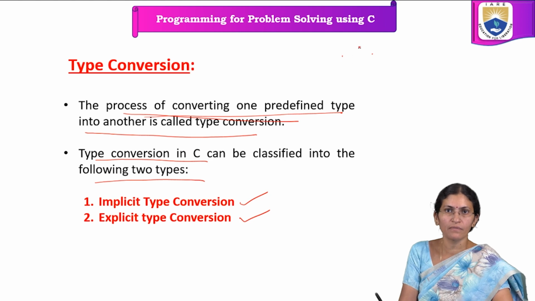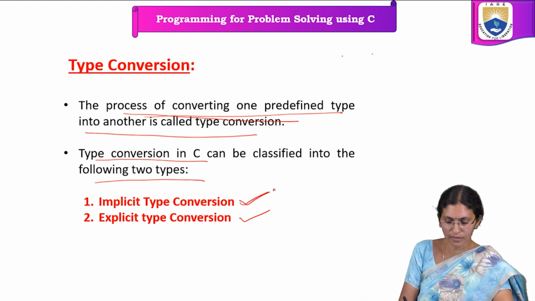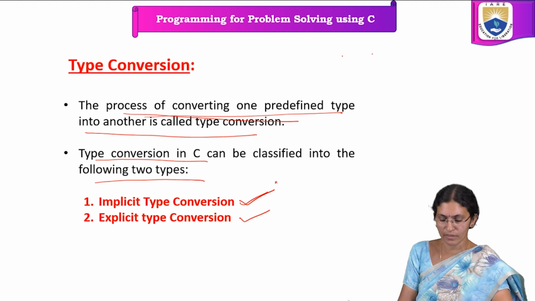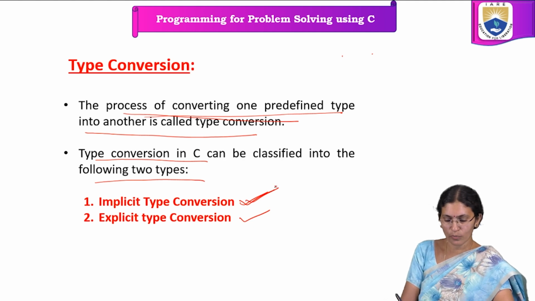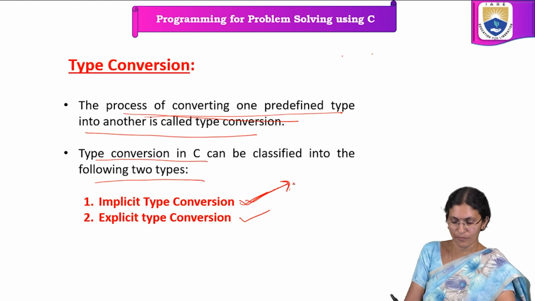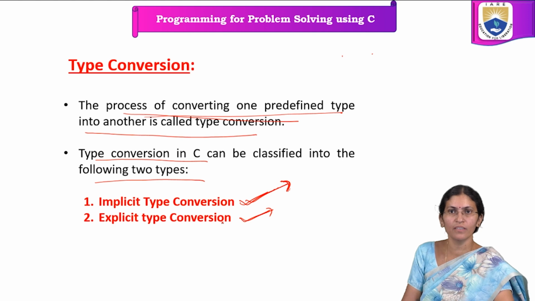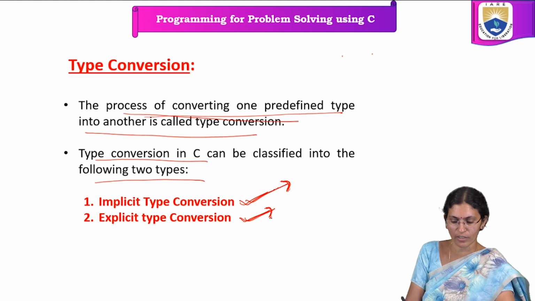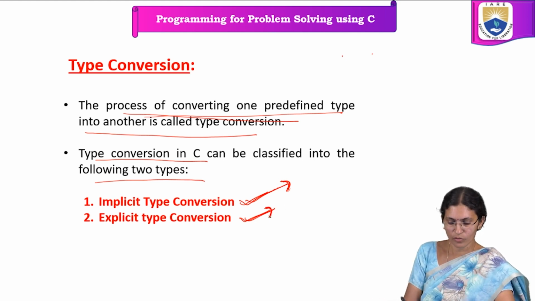Implicit type conversion does not require the intervention of the programmer. The programmer is not involved in converting the data type of the variable, and it takes place automatically. Whereas in explicit type conversion, the programmer has to specify an operator, which is done by using the cast operator. That we'll see in detail in the next slide.